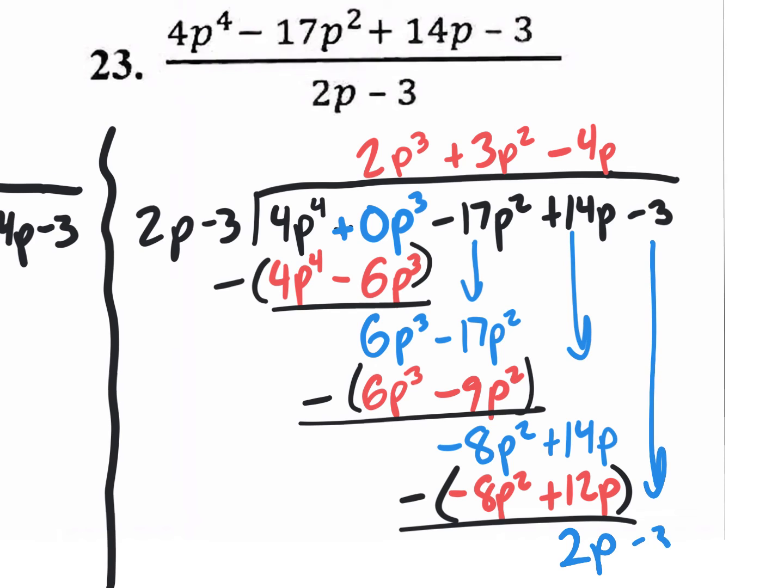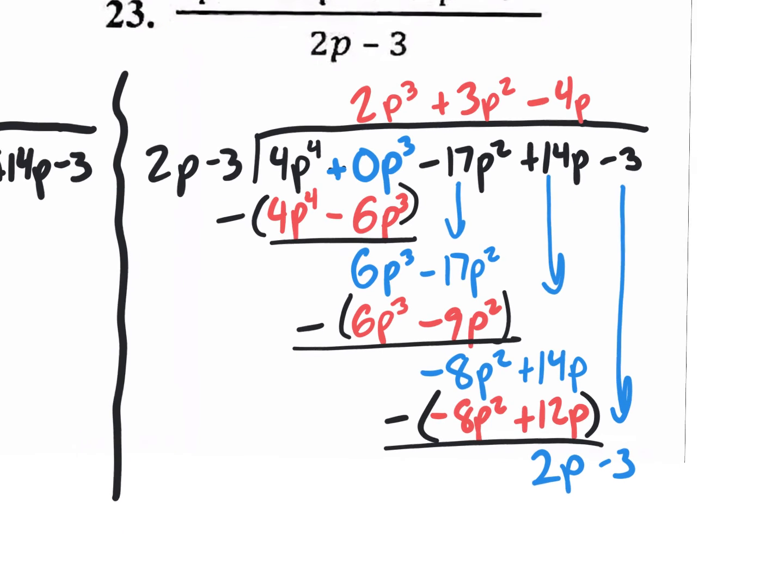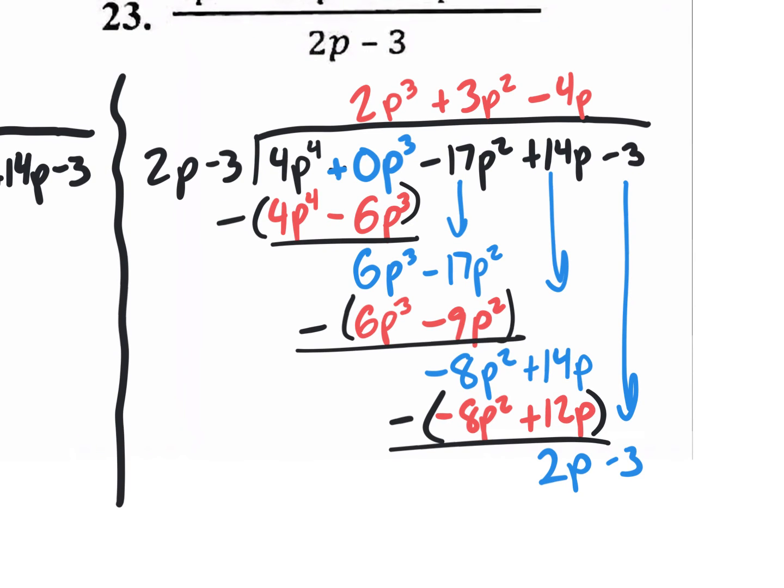Bring down the minus 3. So you end up with 2p minus 3. So you got to think 2p times what will get you that 2p? 1. Times 1. So positive 1, that'll get you the 2p minus 3. And of course, when you subtract, distributing, you end up with no remainder. That means that this is your answer right here. 2p to the third plus 3p squared minus 4p plus 1. No remainder. So that is your answer.